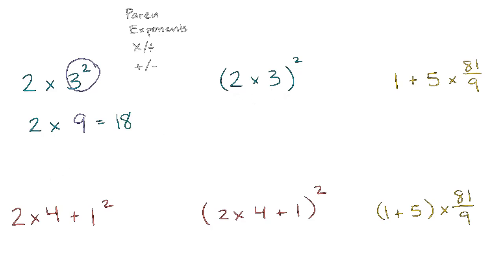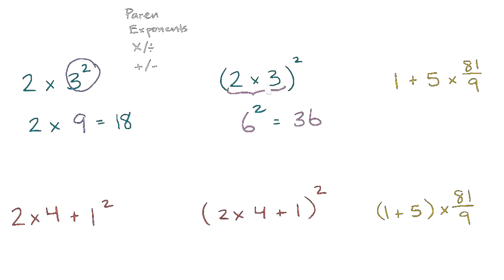Now let's look at this one. This one is interesting because it looks like the same expression, but now there are parentheses. And because of these parentheses, we're going to do the multiplication before we take the exponent. So 2 times 3 is going to be 6, and we're going to take that to the second power. So that's 6 times 6, which is equal to 36.